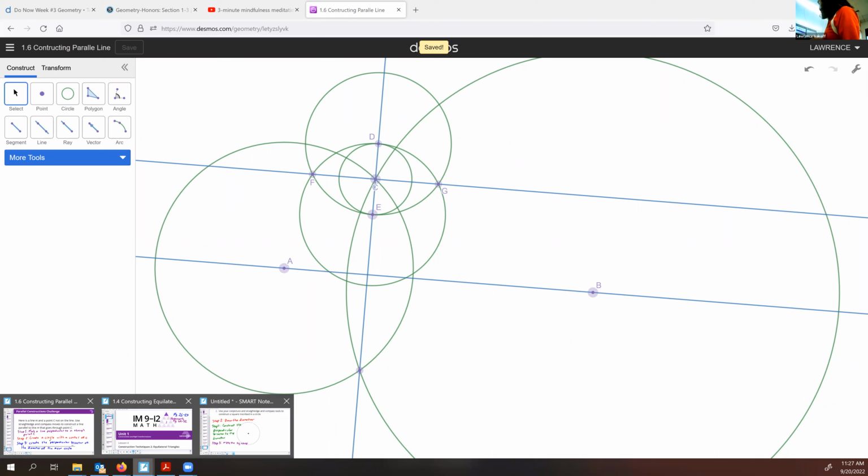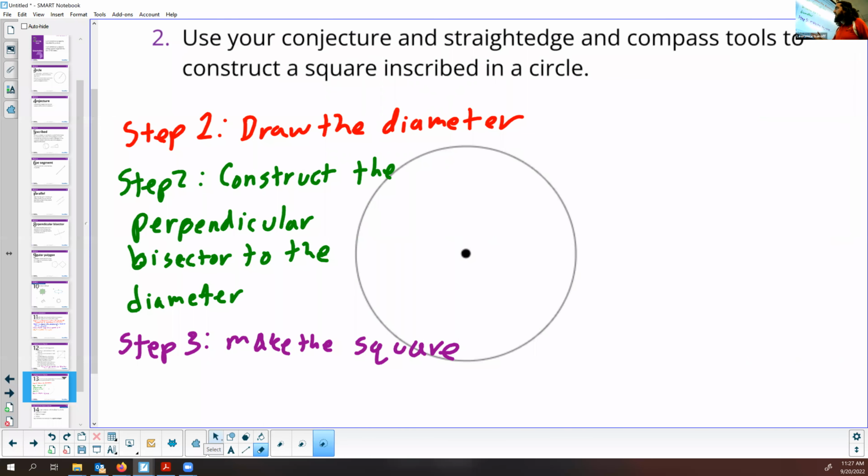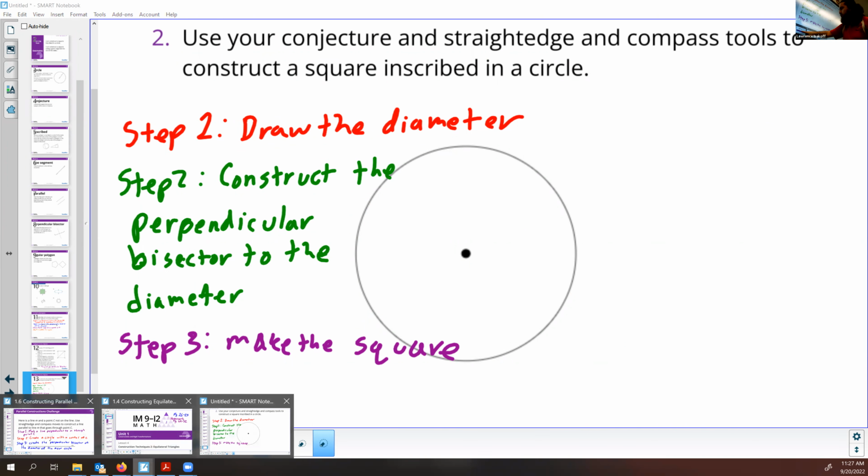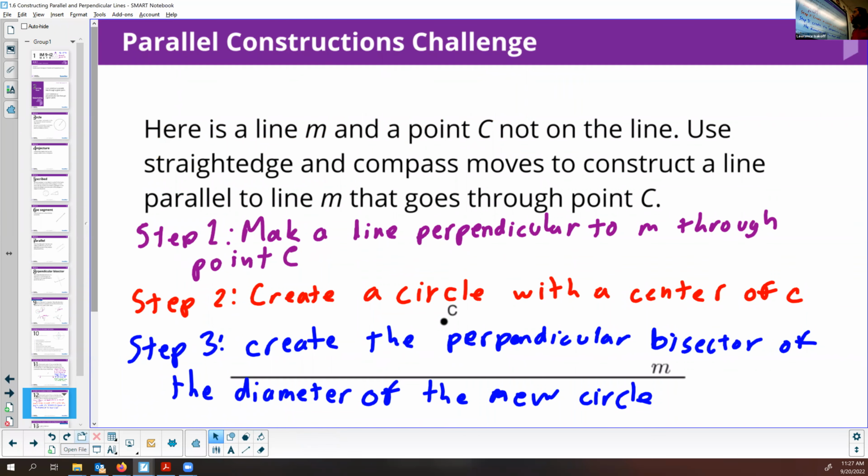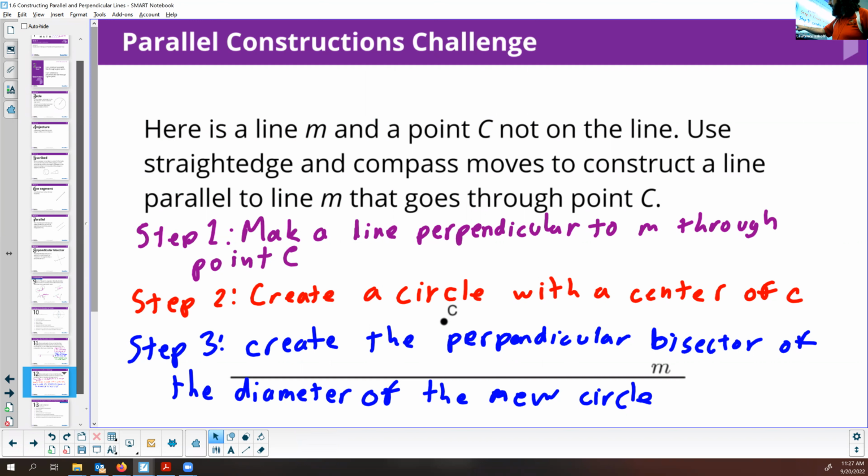So just as a synopsis here again, whoops, sorry, those are the wrong notes. Those are notes that we'll get to later. Sorry. Here are the steps. Step one, we need to make a line perpendicular to point C. Then we create a circle with a center of C. Again, the size of that circle does not matter. Then we create the perpendicular bisector to the diameter of that new circle. And that will create parallel lines.